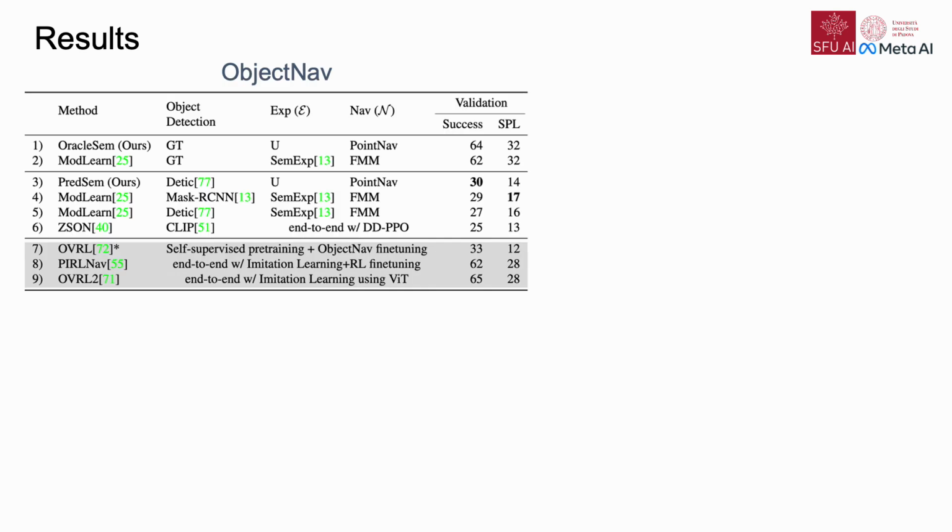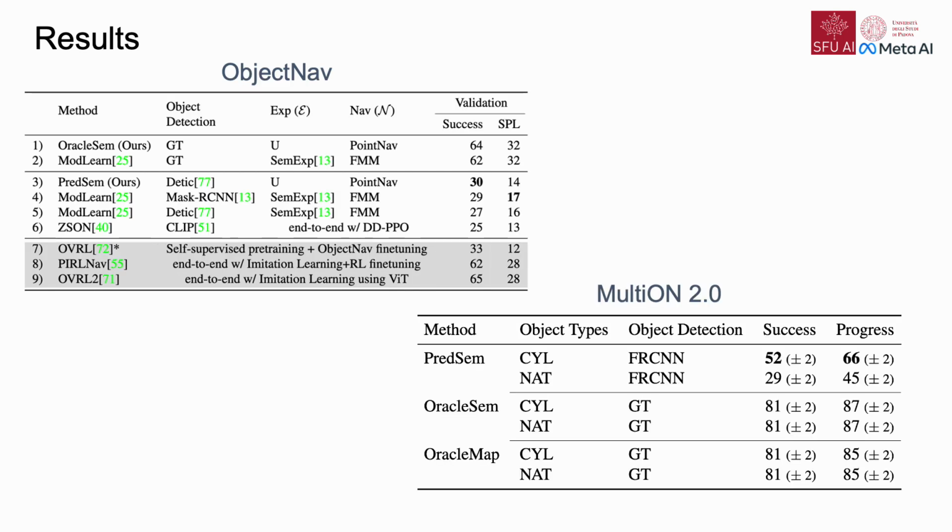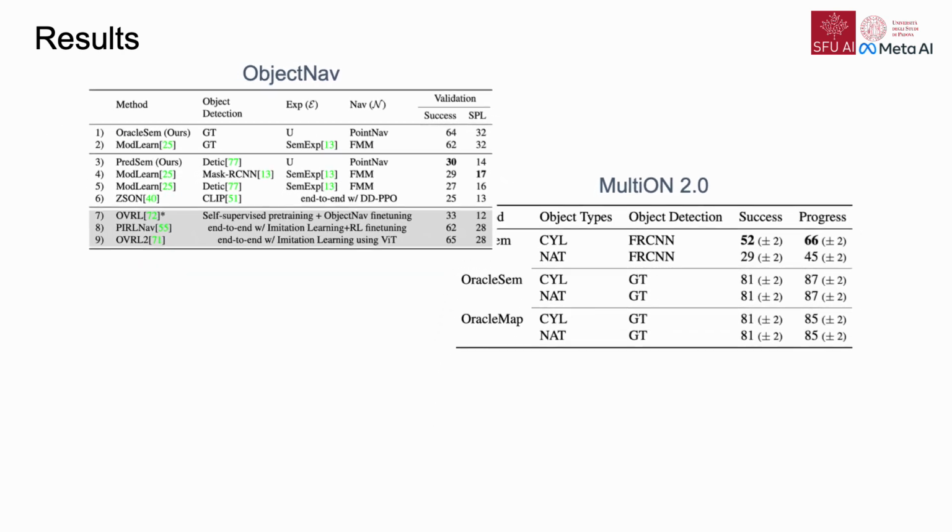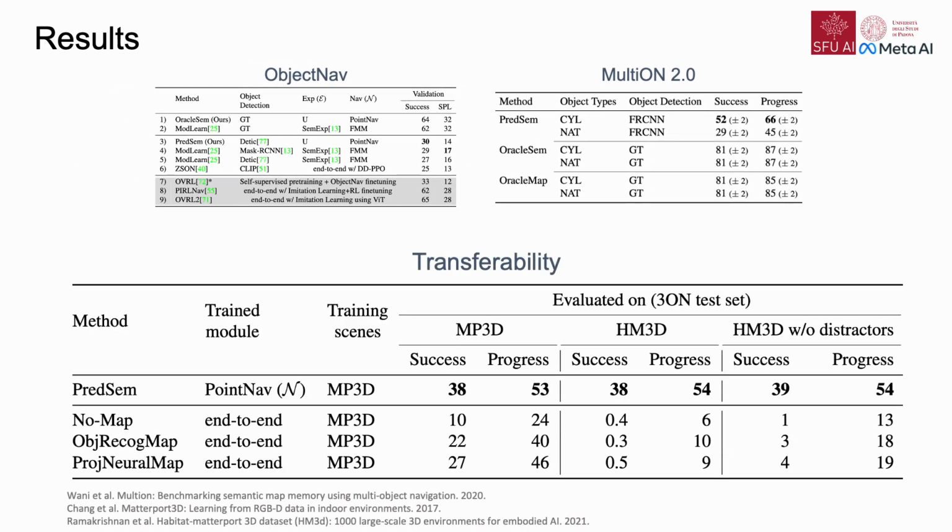We show that MOPA can effectively address both ObjectNav and multi-ObjectNav tasks without having to be retrained. We also show that MOPA transfers to unseen environments better than the end-to-end models from prior work. Our pretrained model achieves similar performance on both MP3D and HM3D scenes, with and without distractors.